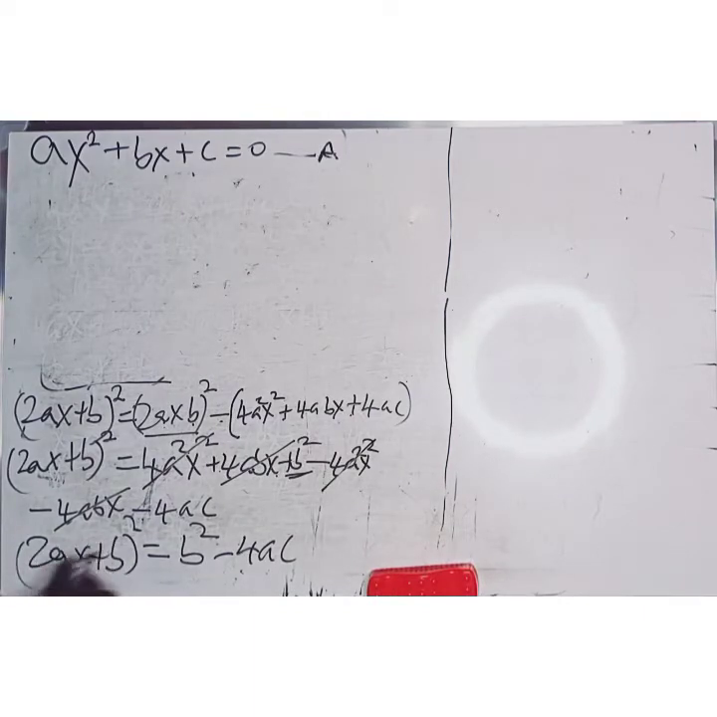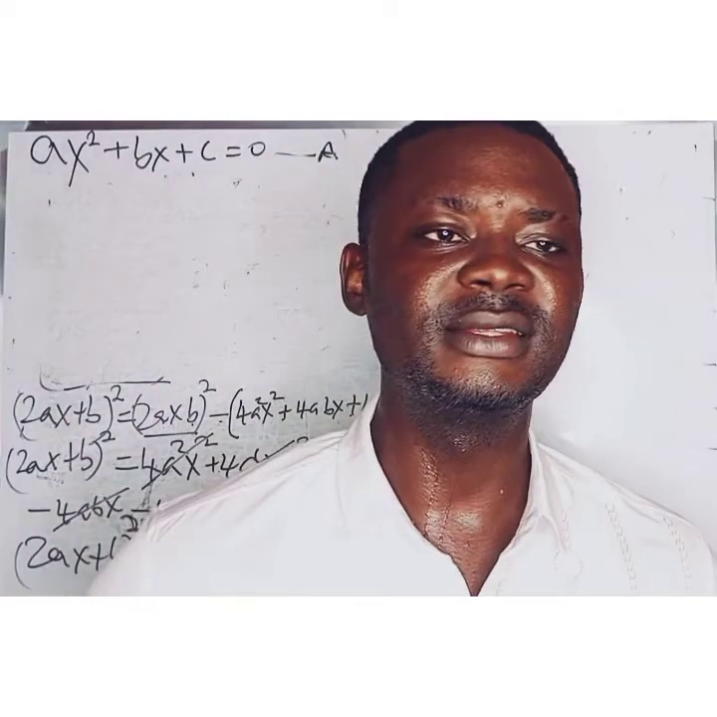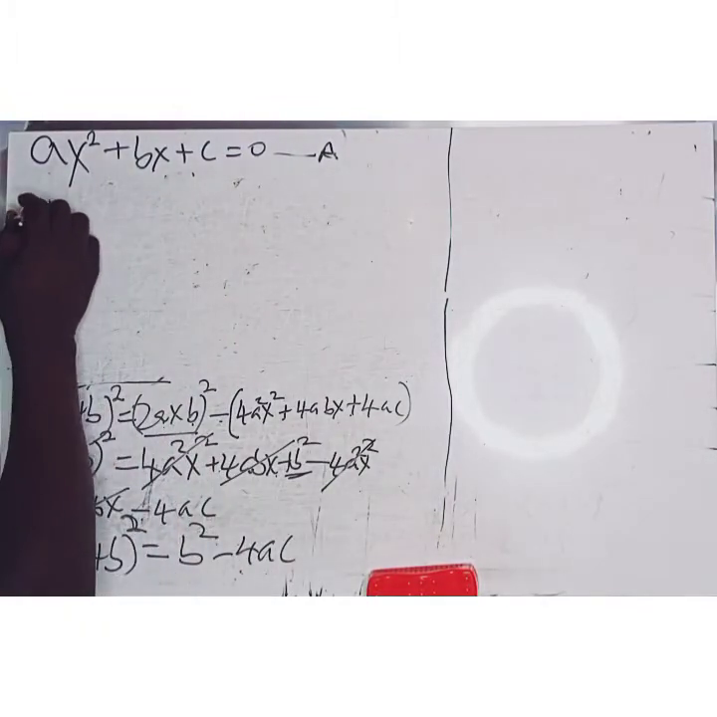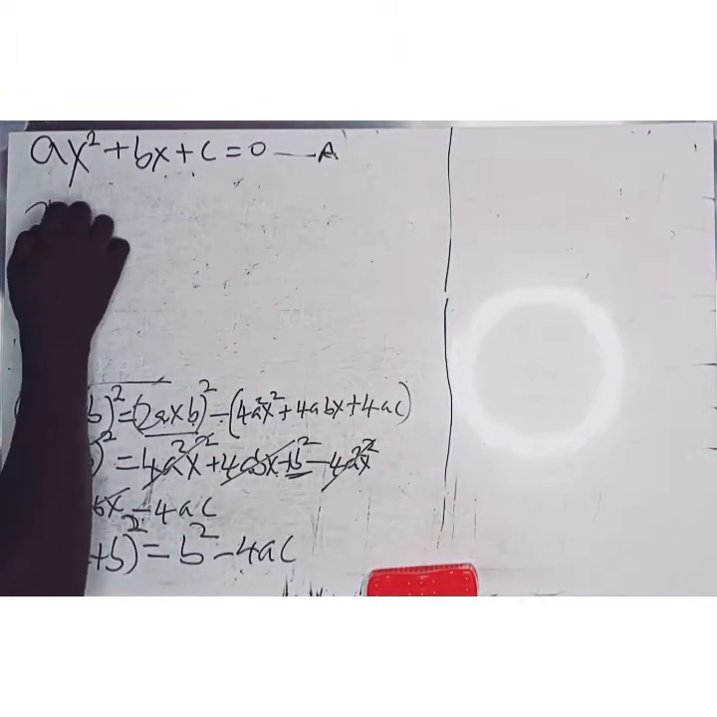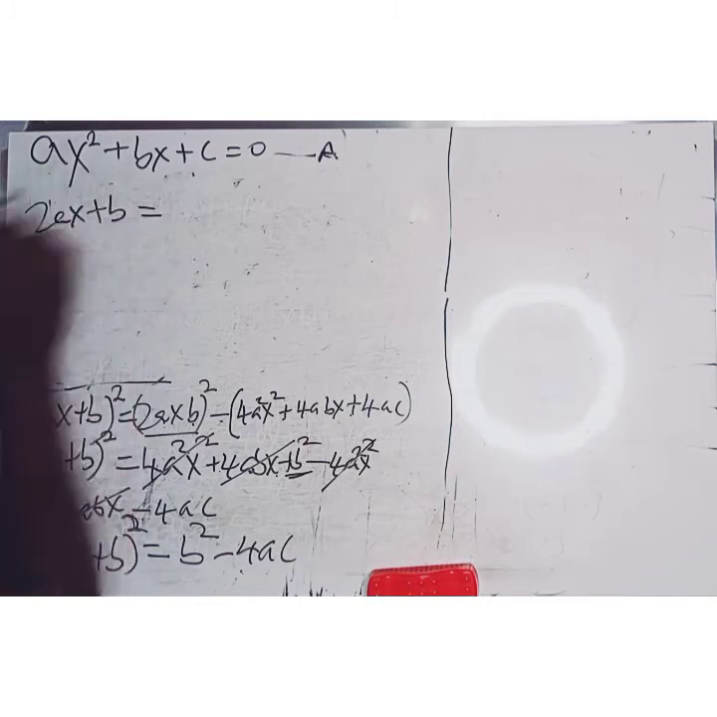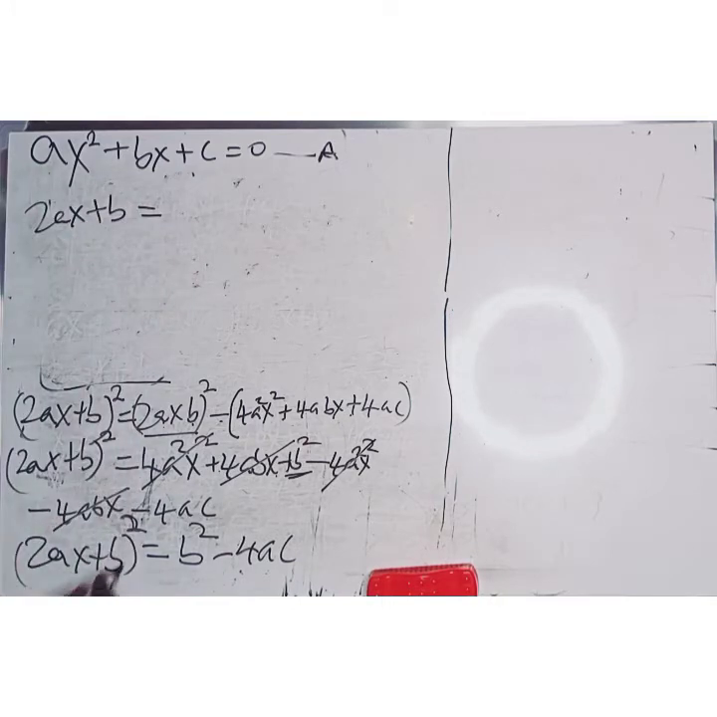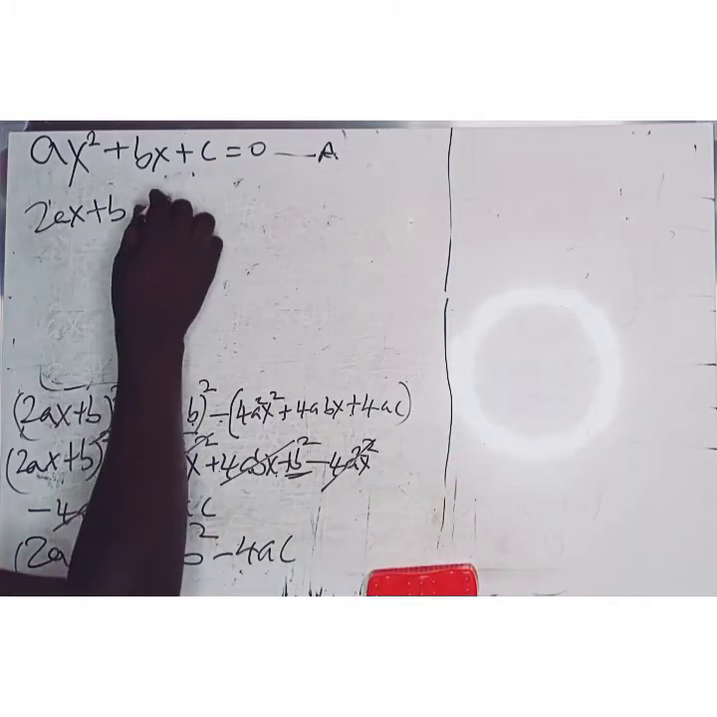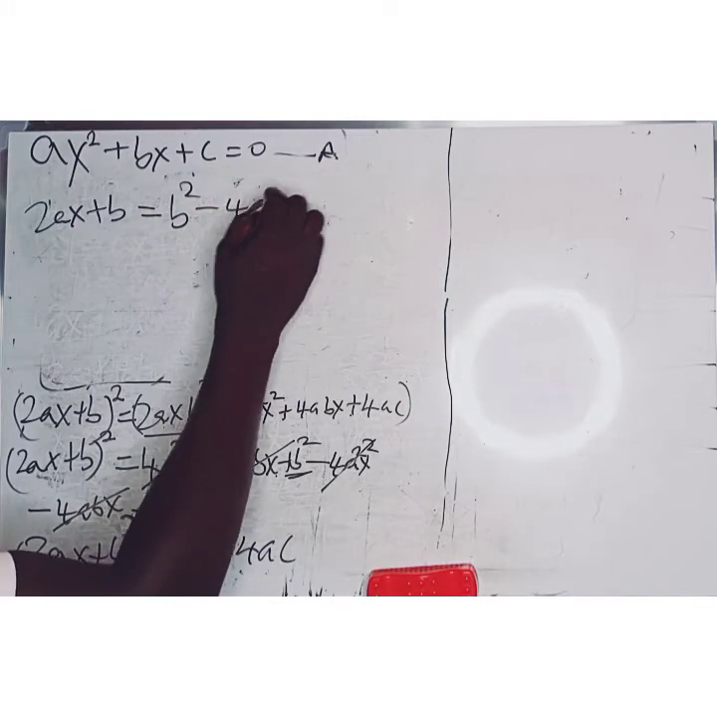Since this one is also a binomial, I'll have to square both sides. To remove this power 2 here, I will raise both sides to the power half, which is simply the squaring of what? Both sides. So doing that, I'll be left with 2ax plus b equal to, because when you raise this one to the power half, the half and this 2 will just cancel out. Okay, so equals b squared minus 4ac.